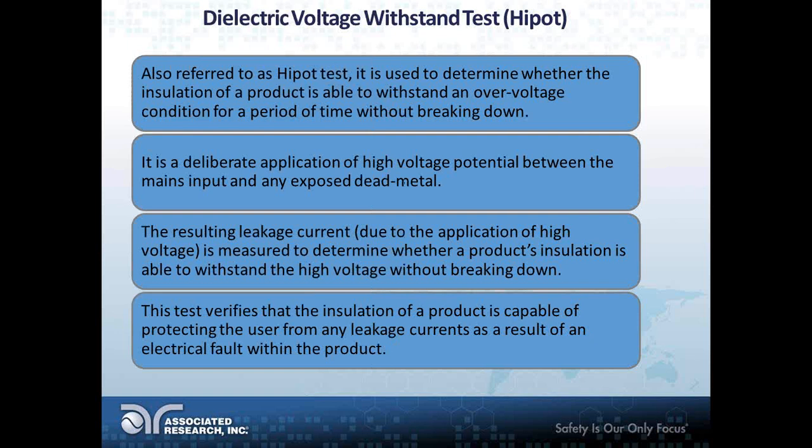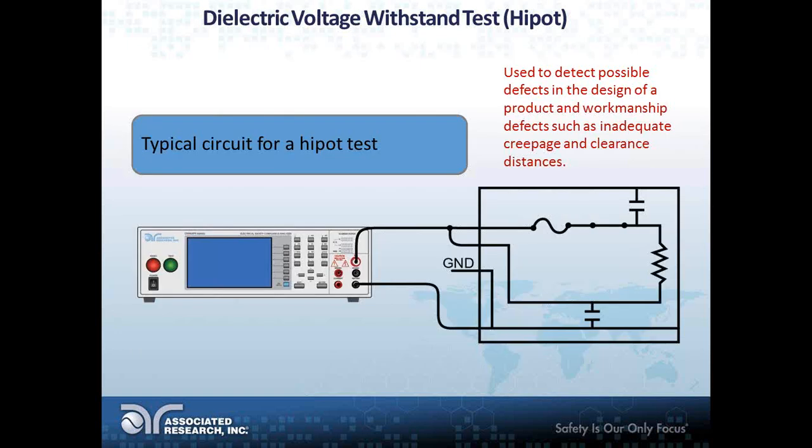This test verifies that the insulation of a product is capable of protecting the user from any leakage currents as a result of an electrical fault within the product. So this Hipot test, unlike the ground bond and ground continuity tests, is stressing the insulation of a product and telling us how good the insulation is and whether it will break down if a high voltage, over-voltage condition is occurring. Here's a typical circuit for a high voltage test.